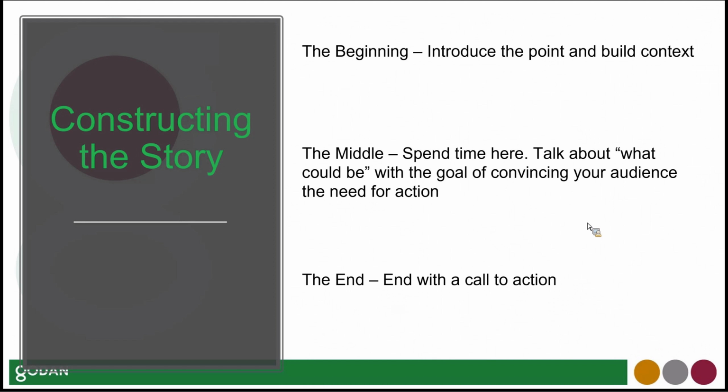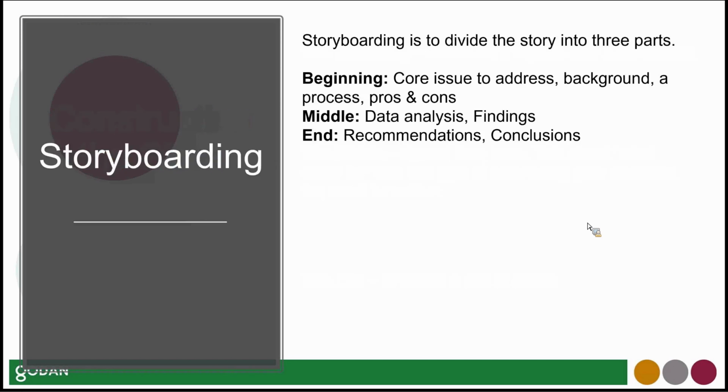So that's how you can construct your story. You have the beginning where you introduce the key issue that you want to discuss, then the middle where we have most of the content of the story, and the call for action at the end. We can do that by what we call storyboarding. So this is how you divide your story.